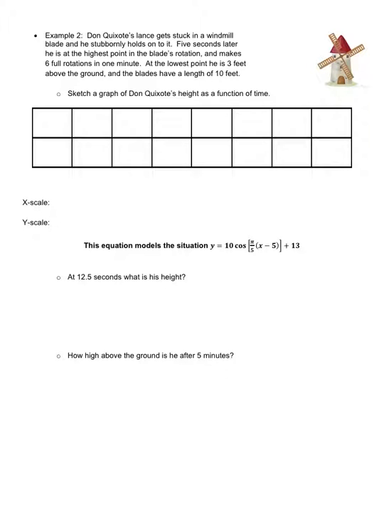Okay, next we've got a lance problem. We've got a lance stuck in a windmill blade, and our character is stubbornly holding on to it. 5 seconds later, he is at the highest point in the blade's rotation, and he makes 6 full rotations in 1 minute. At the lowest point, he's at 3 feet above the ground, and the blades have a length of 10 feet. So this is a lot of information in one question. Again, I've provided the equation for you here, so we can use this as a starting point as well.